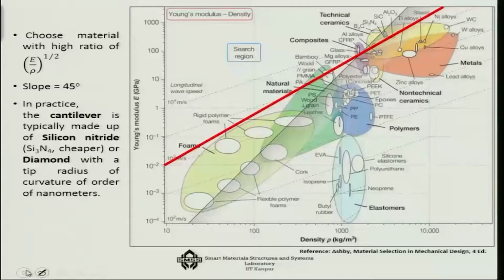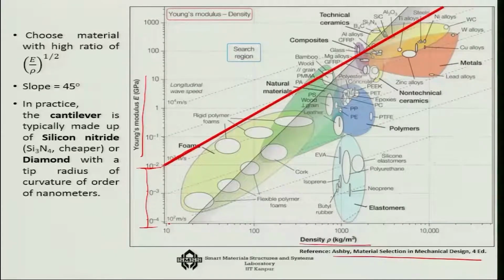This is our diagram of E versus rho. As you can see, the x axis is our density, the y axis is our Young's modulus E, and here we have the plot of all the materials from Ashby, material selection in mechanical design. This is the line for E by rho equals 1, subject to the initial values of our own choice. We will see what materials we can get.